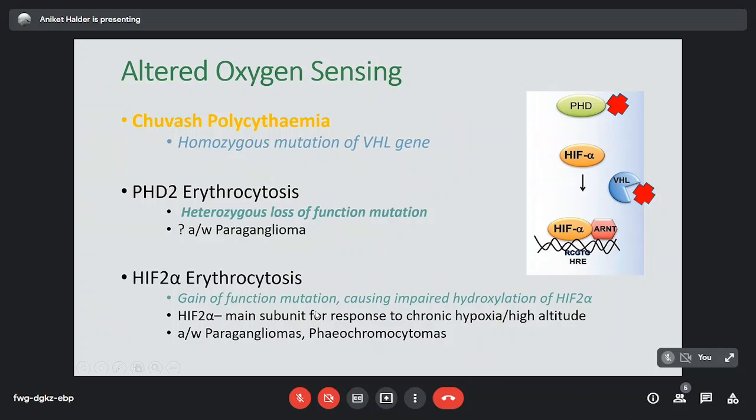And this PHD2 erythrocytosis and HIF2 alpha erythrocytosis have also been associated with paragangliomas and pheochromocytomas. So these are the mechanisms of altered oxygen sensing. These are very rare entities, but these are defects in the PHD HIF VHL axis, which cause increased erythropoietin levels and increased red cell production in these patients.